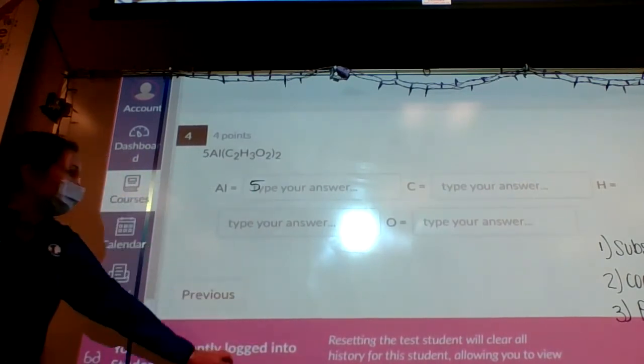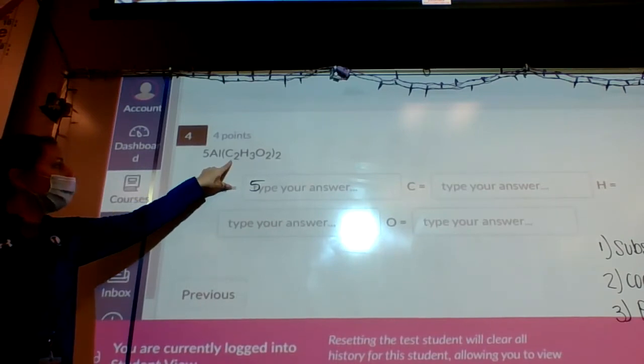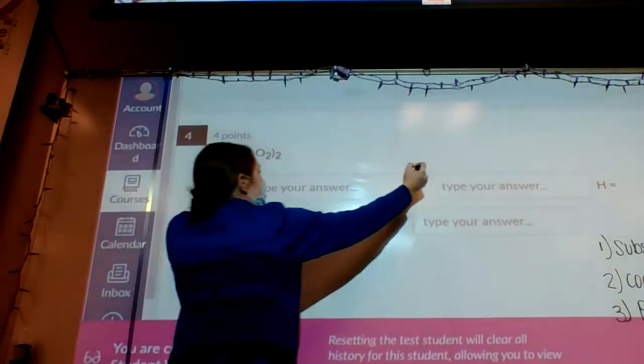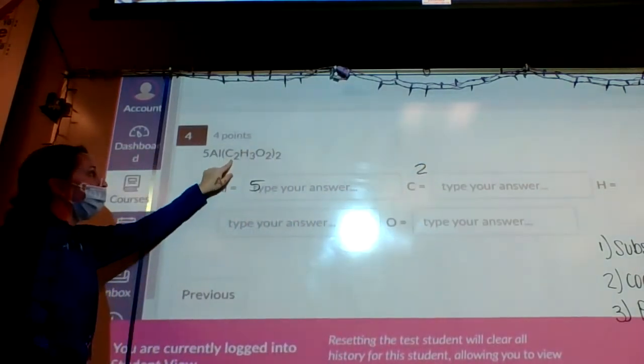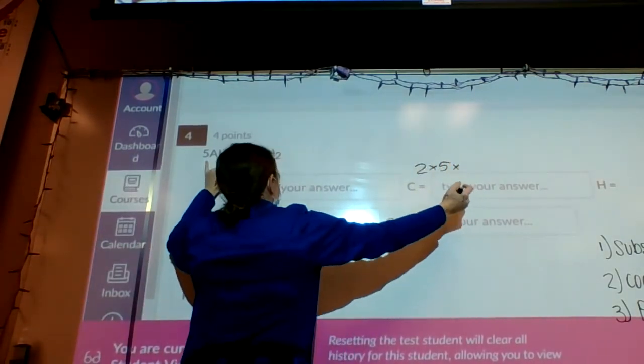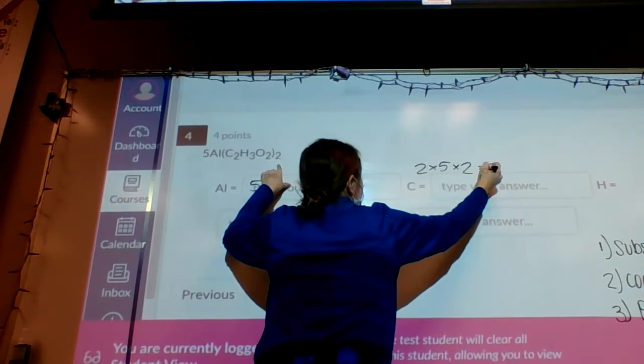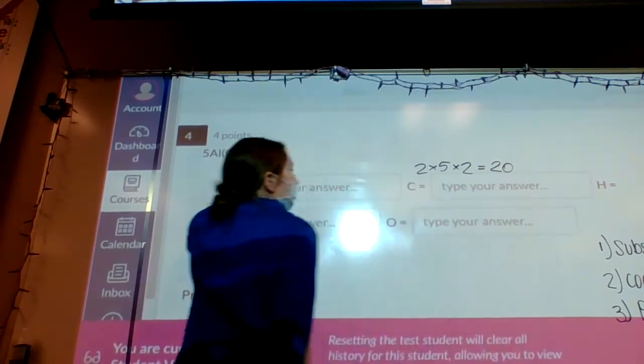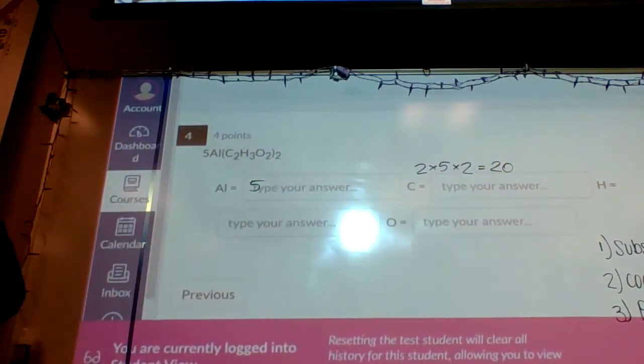For carbon, let's go through the process. Does it have its own number? Yes. Does it have a big number? Yes. Does it have a parentheses number? Yes, because it's in parentheses. Multiply all those numbers and you get 20. Is this making a little bit more sense? Yes. Hopefully. I hope so.